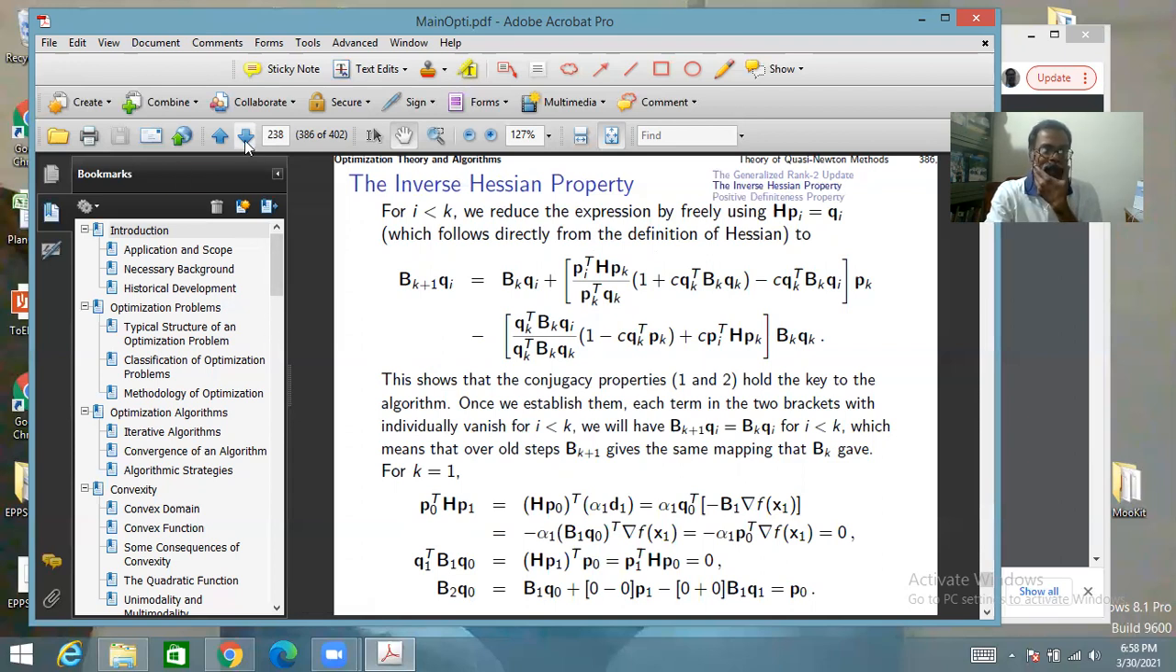Now, for k equal to 2, what will happen? Two old directions will be possible. For k equal to 2, i equal to 0 and i equal to 1. And that means here we will have two of them, P0 transpose H P2 and P1 transpose H P2. Here also we will have two of them, Q2 transpose B2 Q0 and Q2 transpose B2 Q1. Similarly, here also we will have two, B3 Q0, B3 Q1. B3 Q2 we don't have to show because we have already settled that.